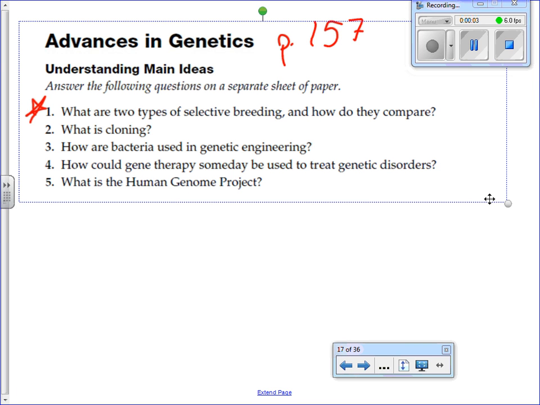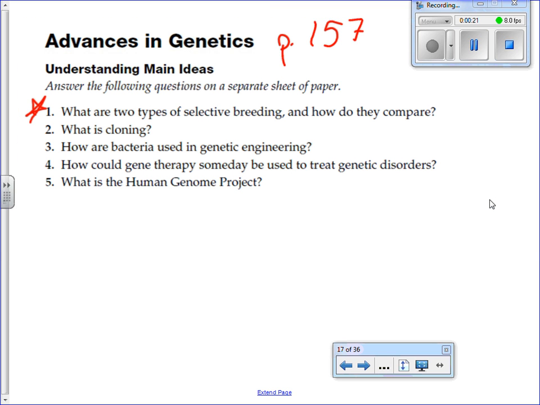All right, today we are talking about section 3. We're skipping section 2. Section 2 will not be on the quiz or the unit test. Sections 1 and 3 are the most important.